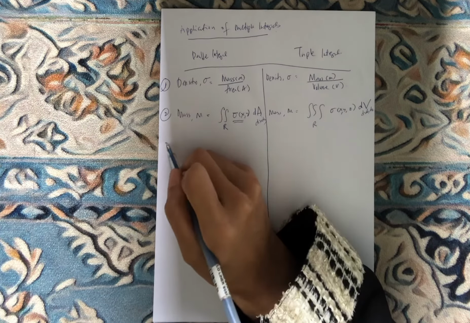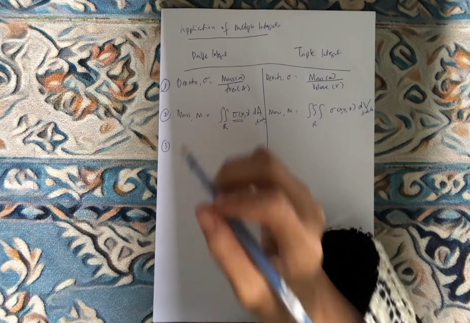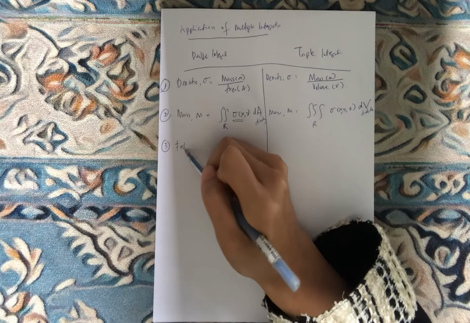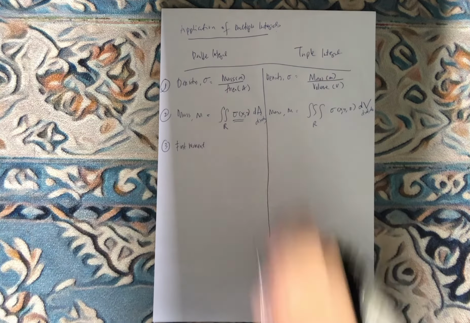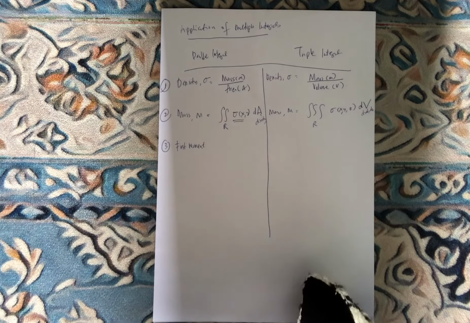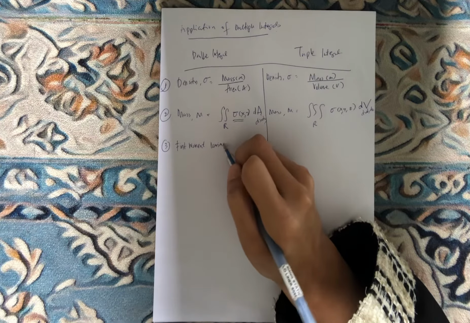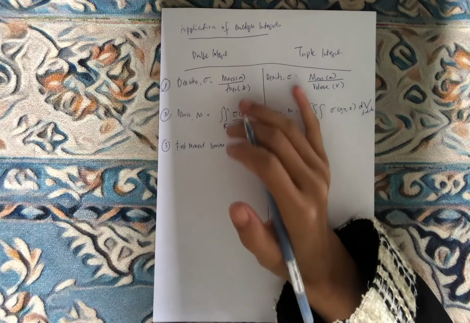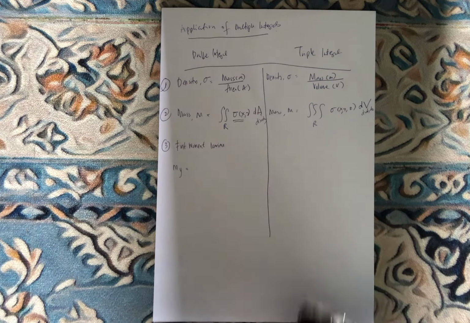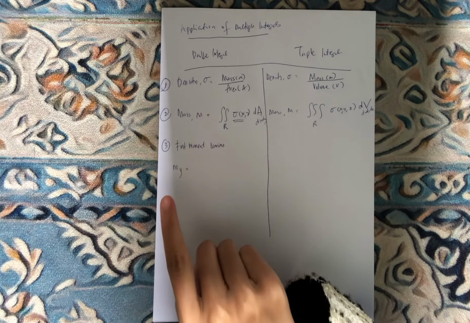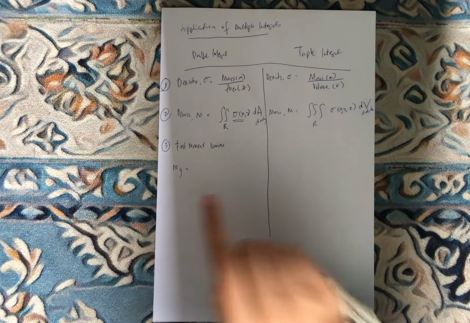We still have a lot more. For number 3, we call it the first moment formula, sometimes called first moment lamina. Since this is a double integral, there are only two. The first one is My. This is about the y-axis. When the question asks you to find the first moment lamina about the y-axis, it means My.